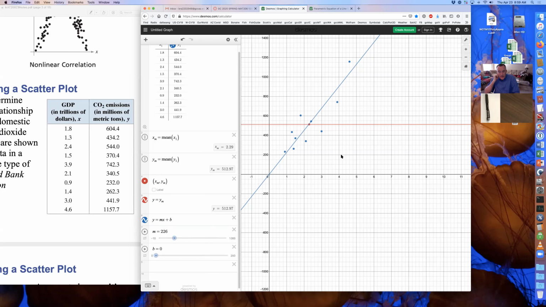And here's what I would say. I would say that the blue dots miss the blue line by less than the blue dots miss the red line. And so if I take the distance this point is off the red line, and then the distance this point is off the red line, and then the distance this point is off the red line, some are going to be over and some are going to be under.